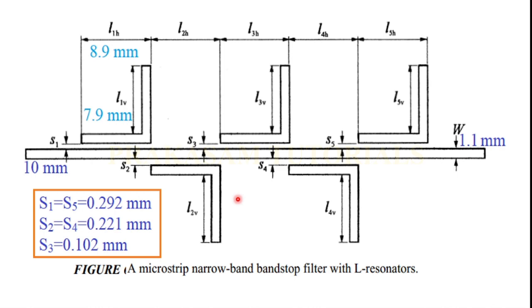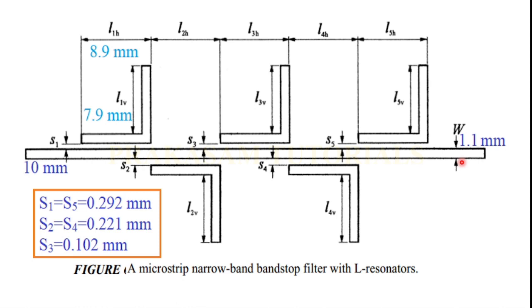This is the general structure of the microstrip narrowband bandstop filter with L-resonator. The microstrip bandstop filter uses L-shaped resonators coupled to the main transmission line, both electrically coupled and magnetically coupled. So this main transmission line is electrically and magnetically coupled. This is a microstrip design.